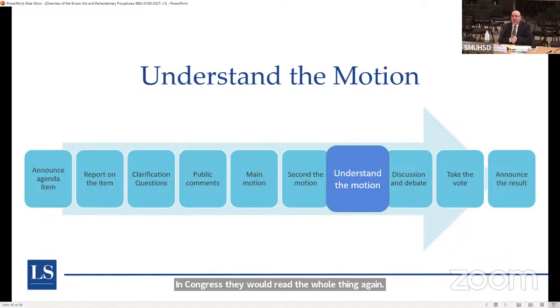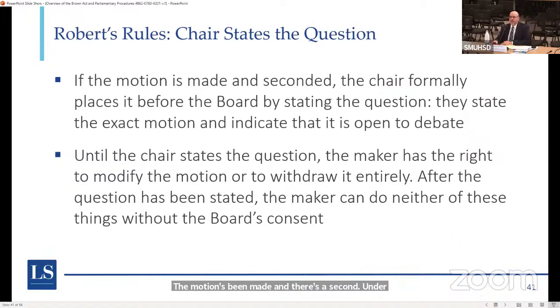So now, only after you've had the staff report, public input, the motion's been made, and there's a second, under Robert's Rules, do you now go to discussion and debate? And why is that? Why do you wait until then? The notion is you wait until the board has heard everything from everybody other than the other board members. You've heard from the audience, you've heard from staff, you got everything clarified. Now you're ready to have the discussion.